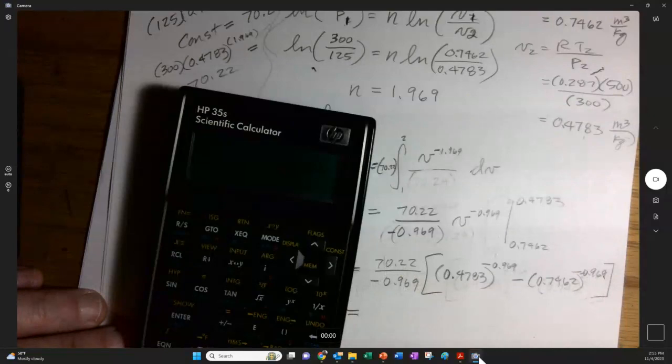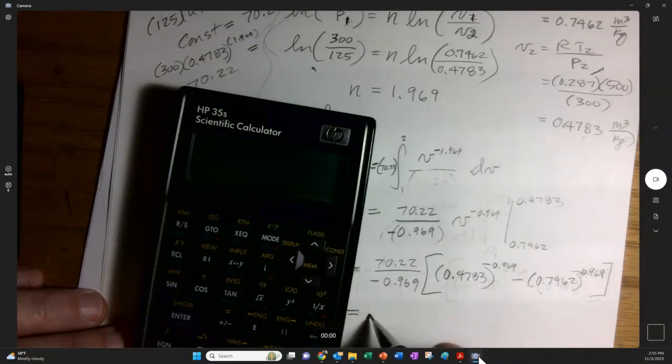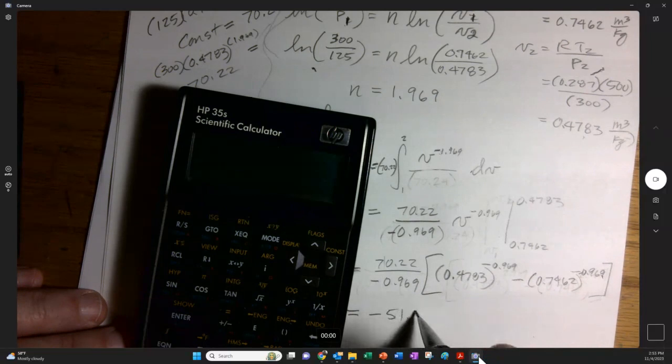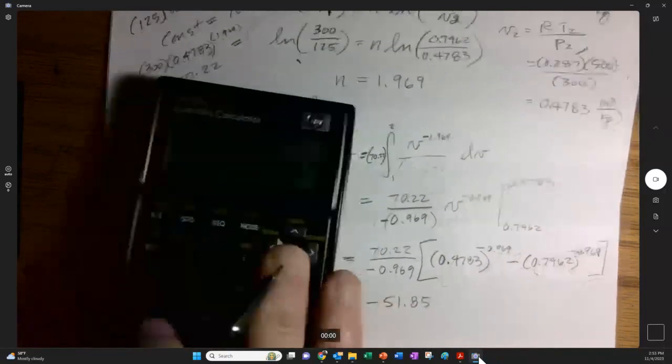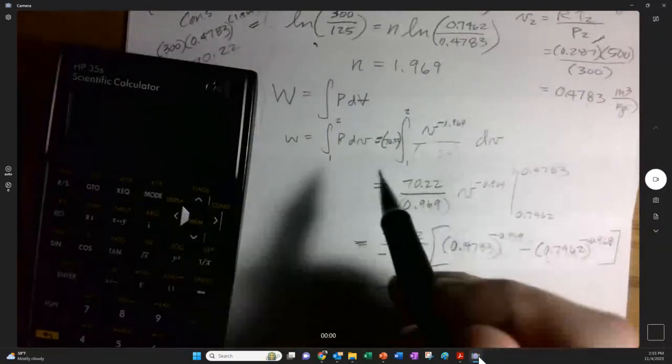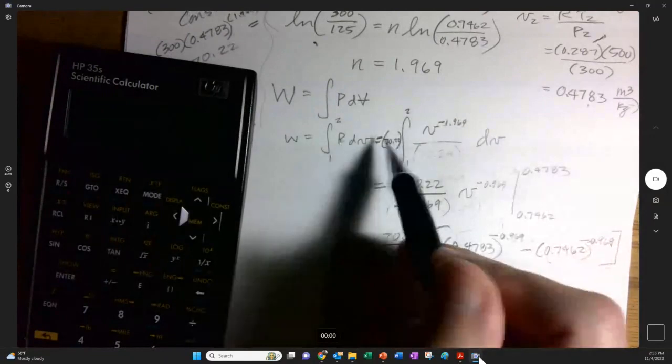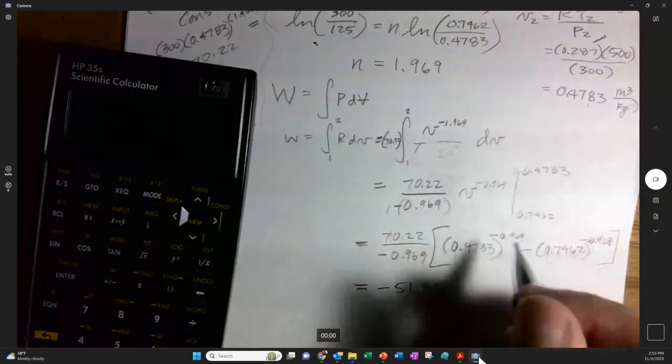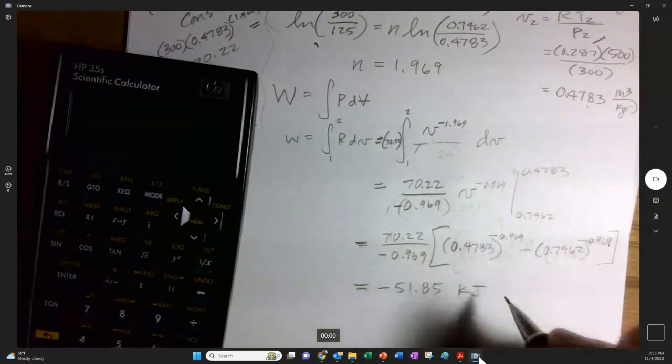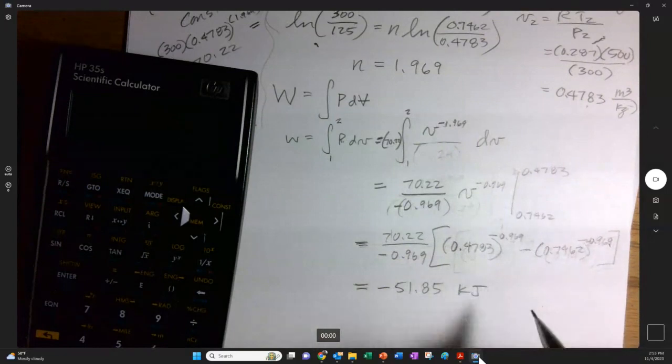So multiply by 70.22 and multiply by 0.969. We divide, and so we should get a negative 51.85. Units are an important thing here. Okay, these are kilopascals, so it'll work out to, we're going to consider that to be a kilojoule for this thing.